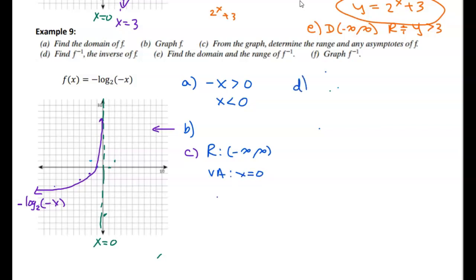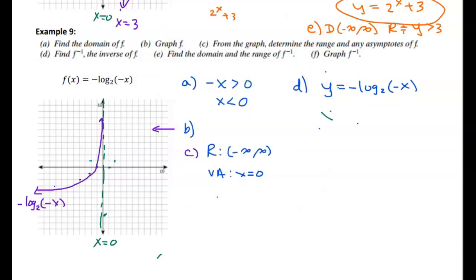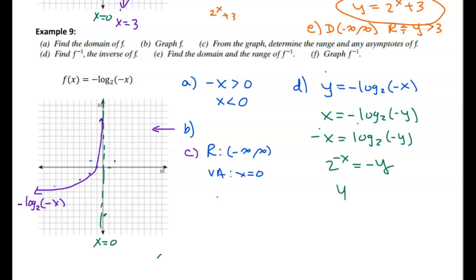All right, D is find the inverse. Okay, so we have y is negative log base 2 of negative x. Let's get another color. Switch x's and y's. X equals negative log base 2 of negative y. We got to solve for y. Negative x equals log base 2 of negative y. Change it to exponential form. 2 to the negative x equals negative y. So y equals negative 2 to the negative x. Right, so now we have to graph this.